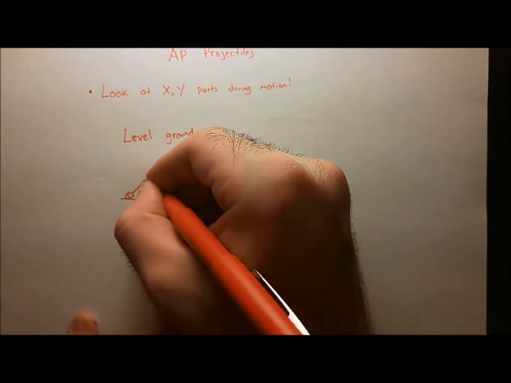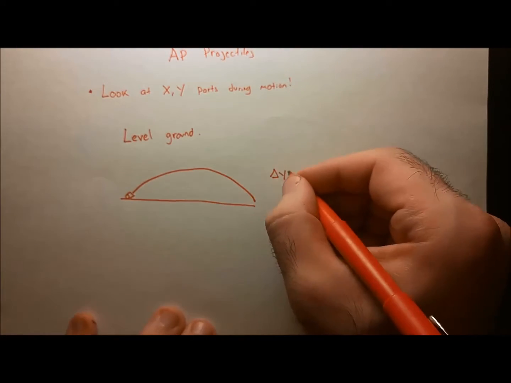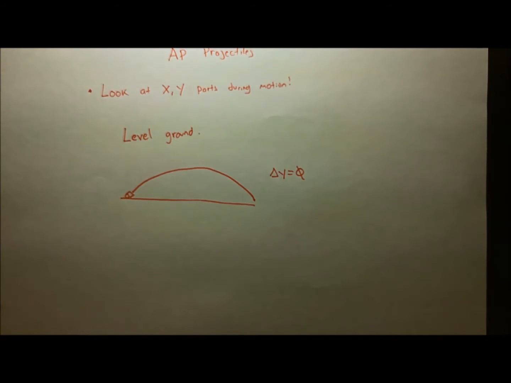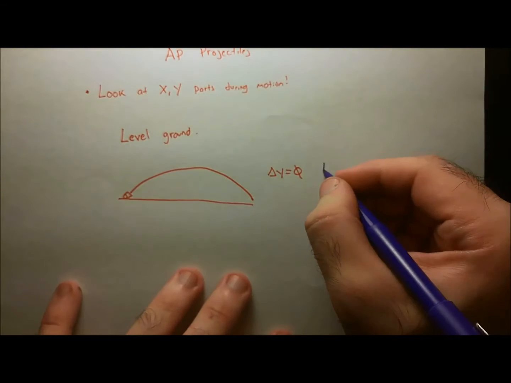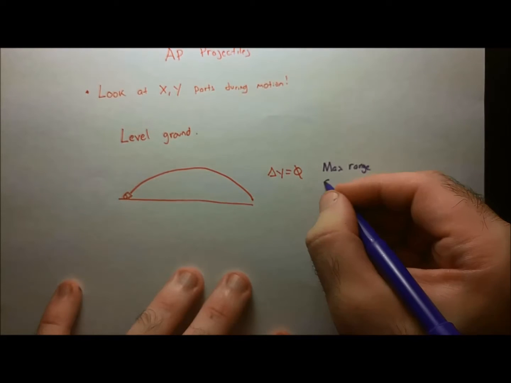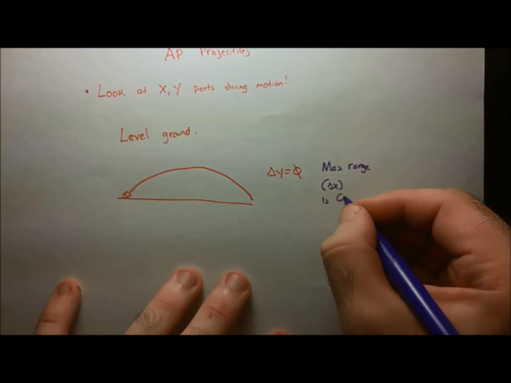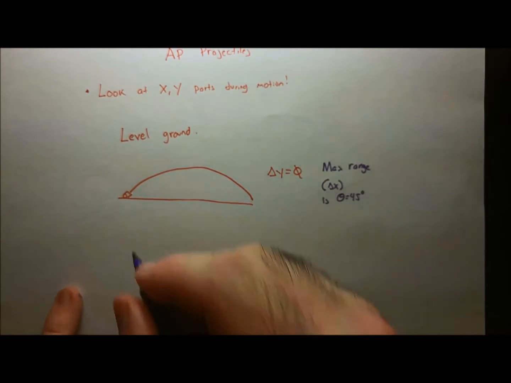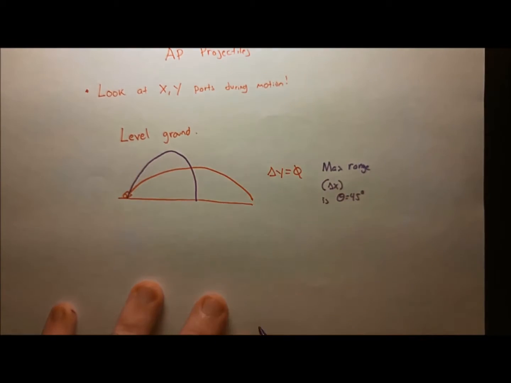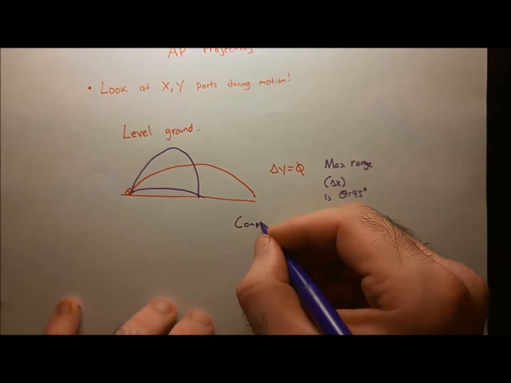That means that when you fire something, it starts and ends at the same height. So delta y is 0. When looking at this, there are a couple things you need to think about. The maximum range, or the farthest it can go with that velocity, is when the angle is 45 degrees. If you're above 45 degrees, it goes higher in the air, but not as far. And if you go lower than 45 degrees, it doesn't go as far either.